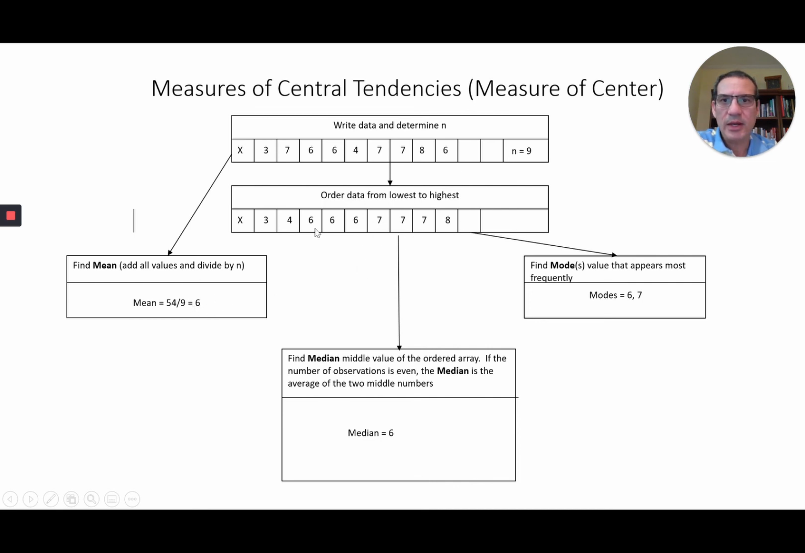Now here we have 2 numbers that repeat themselves. This repeats 3 times, and here the 7 also 3 times. So then you have 2 modes, 6 and 7. And then finally the median, since it's an odd number of observations, we just look at the one in the middle, which is the 5th one. 1, 2, 3, 4, 5. So you've got 4 to the right, 4 to the left, so the median will be 6. Okay, that's how you find the measures of central tendencies or measures of center.